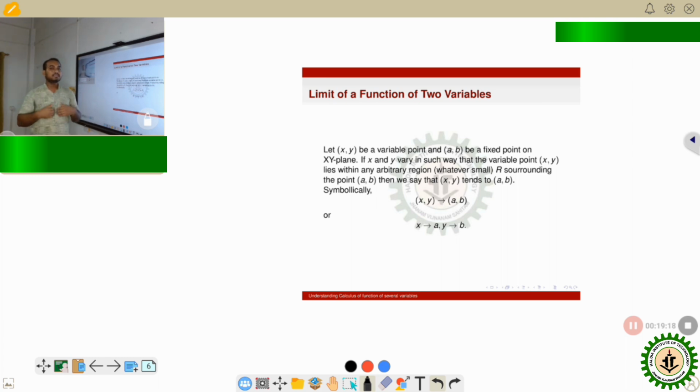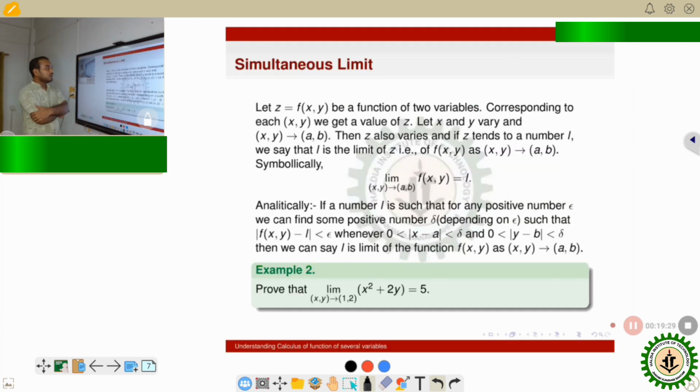We will discuss in the next slides how we can calculate the simultaneous limit as well as the repeated limit, and what the relation and difference between them is. So what is the simultaneous limit? As I have already told you, in the simultaneous limit the input variables tend to the fixed point (a, b) at the same time, not by the other method.